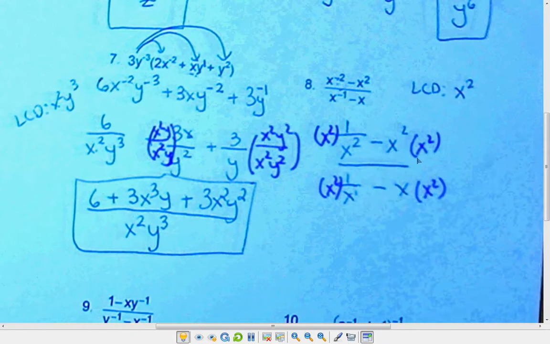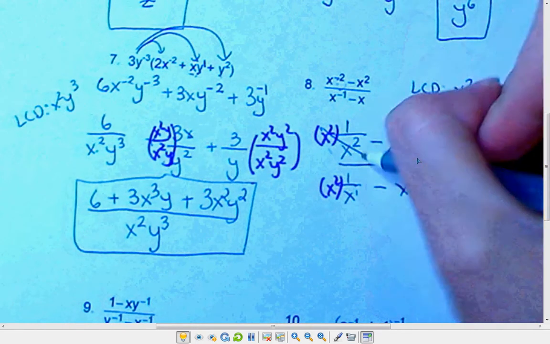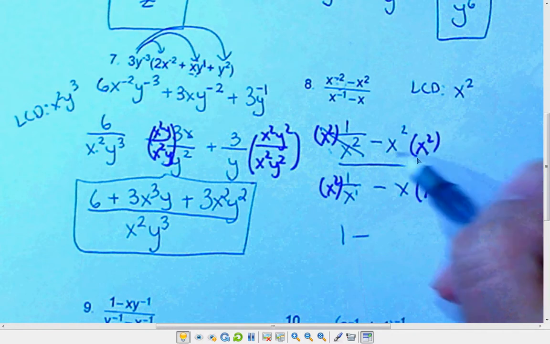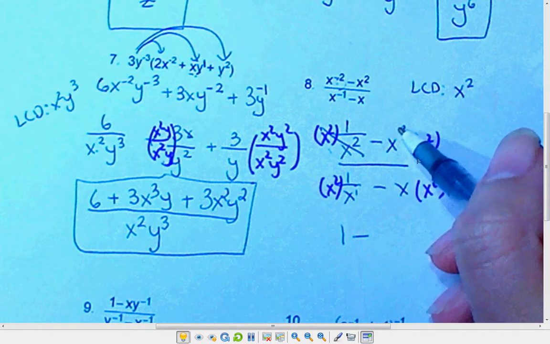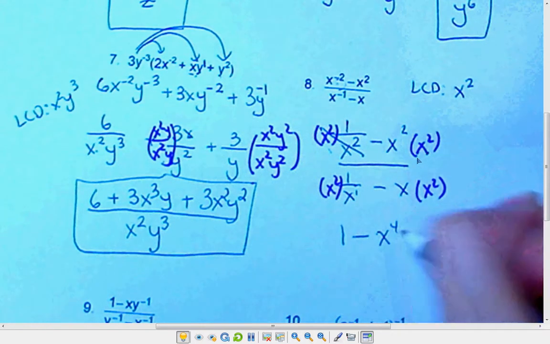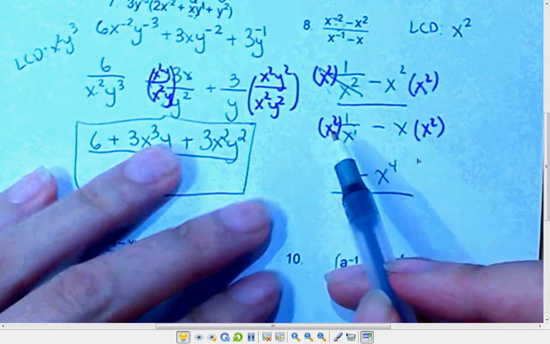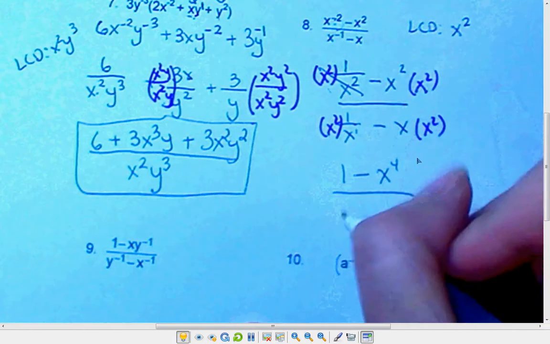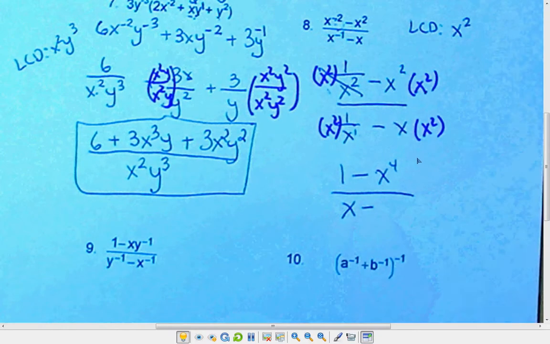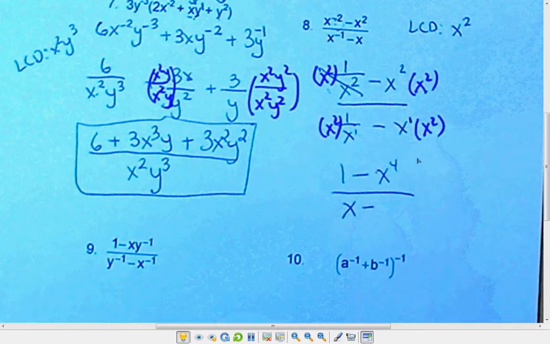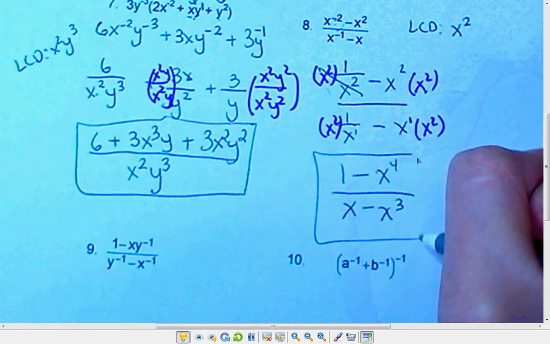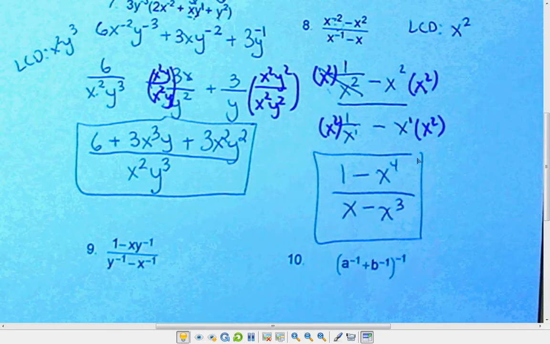When we do that, this x squared and this x squared cancel out, this leaves you with 1. Minus x squared times x squared, so two of the same base, we're adding together 2 plus 2, so x to the 4th. In this case, x squared over x to the 1, so one of these x's cancel out to just give you x, minus x times x squared, so this is x to the 1 times x squared, which is x cubed. And this is now my simplified version.